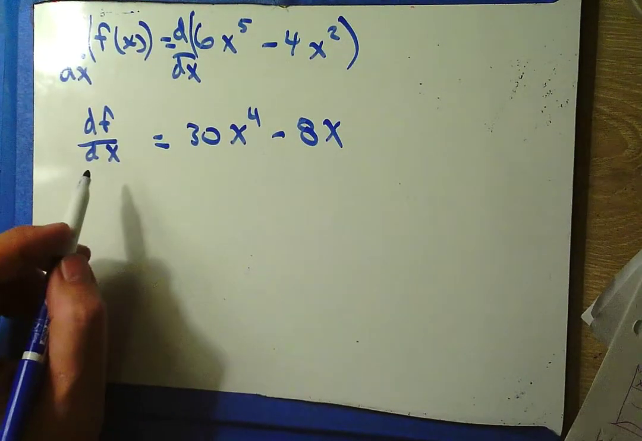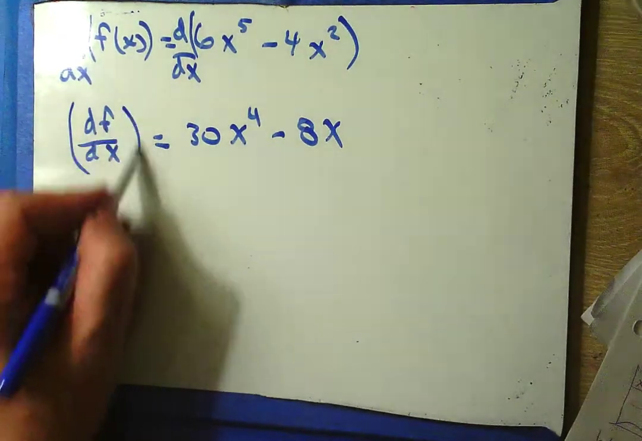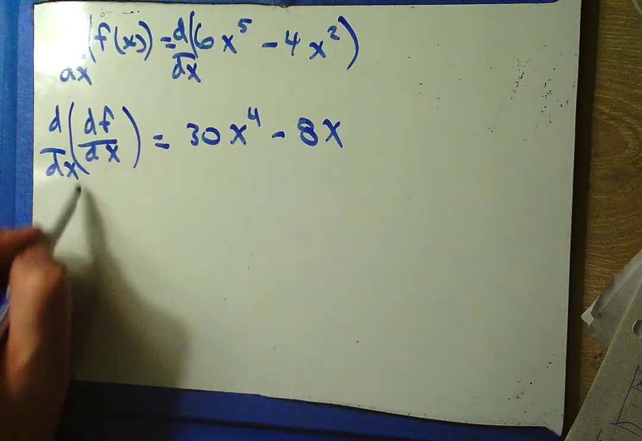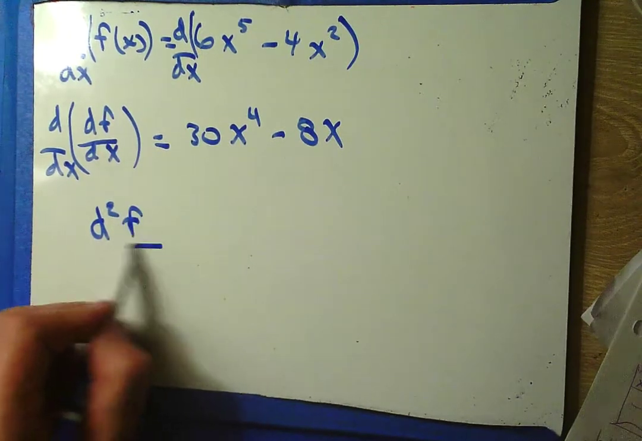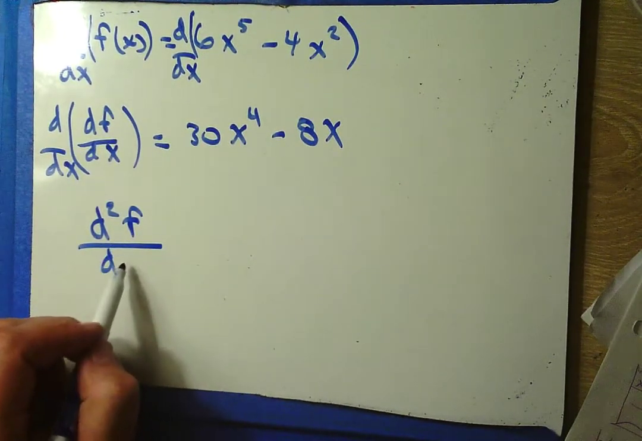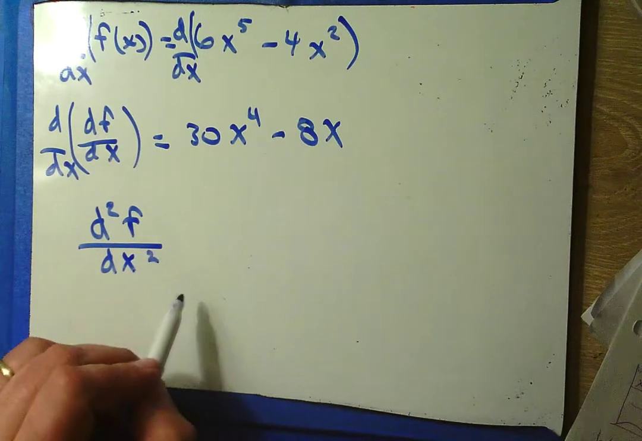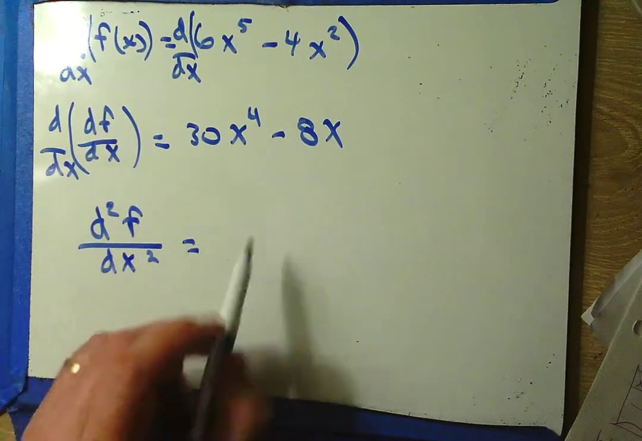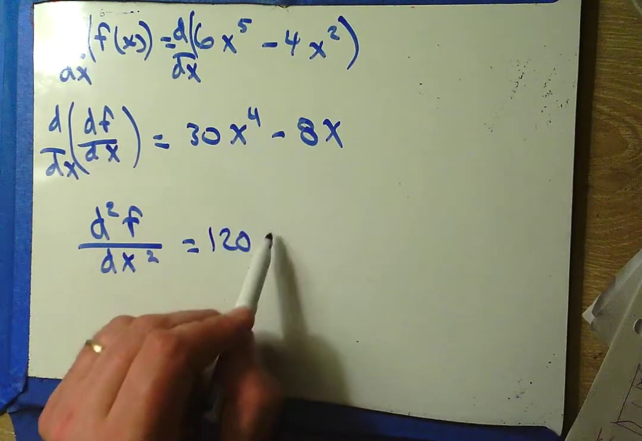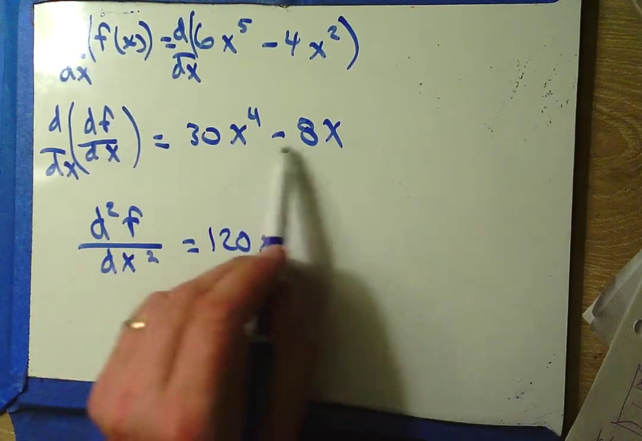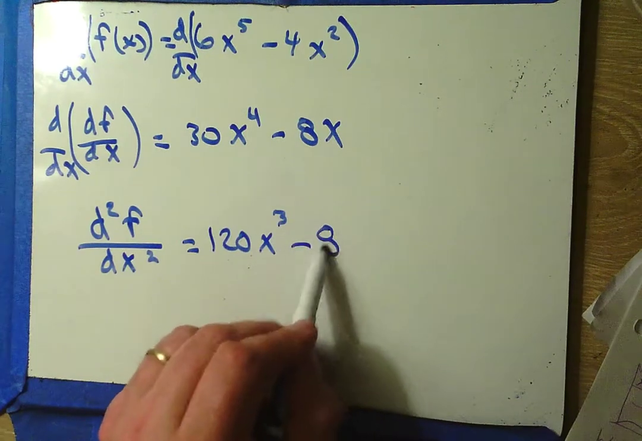But what if we wanted the second derivative? Well, then we'd be taking the derivative of that derivative. So we'd be taking the derivative twice of f with respect to x both times. That's how I would write that notation. The derivative of this will be 120x to the 3rd, and the derivative here would be -8.